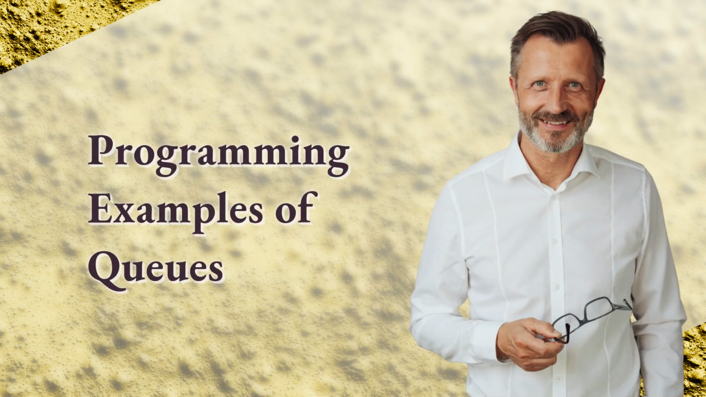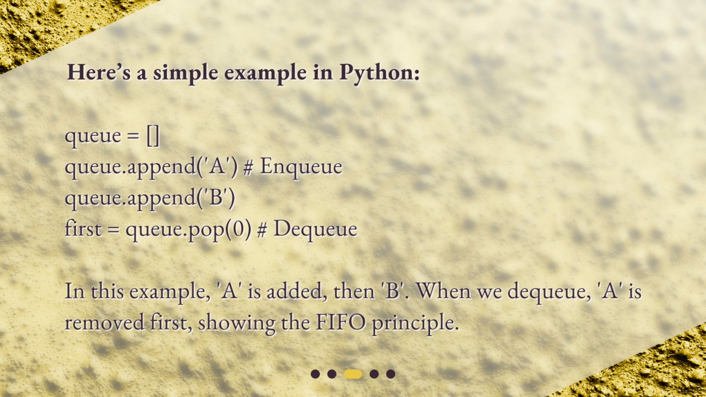Programming examples of queues. Here's a simple example in Python. queue = [], queue.append('A') # enqueue, queue.append('B'), first = queue.pop(0). In this example, A is added, then B. When we dequeue, A is removed first, showing the FIFO principle.